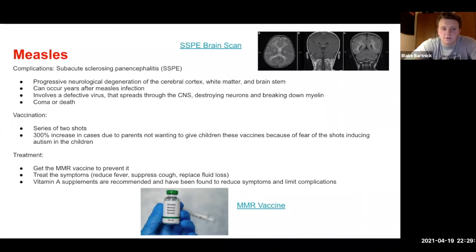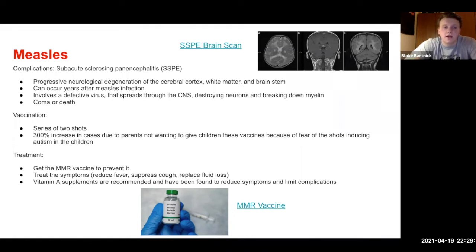And it involves a defective virus that stays in your system after the virus is killed off, and it spreads through your central nervous system, destroying neurons and breaking down myelin. So there's a large impact on your nervous system, and most of the time it leads to a coma or death. So to the vaccination, it's a series of 2 shots, which is the measles, mumps, and rubella vaccine, or MMR.